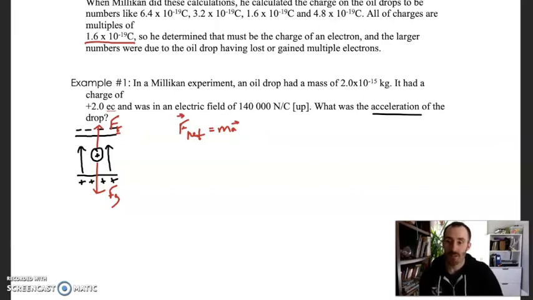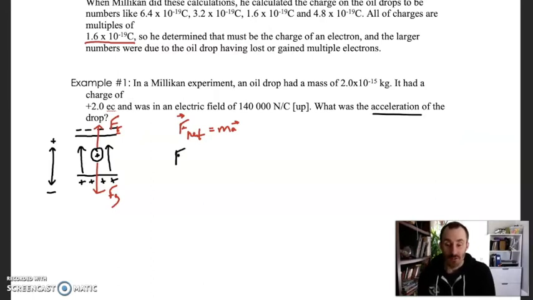So inside F net, the forces acting in the up and down direction on this charged oil drop were the electric force up and the force of gravity down. Now, we don't really know which way it's actually going to be traveling, so we just have to name either up or down the positive one. So let's just say that up is positive and down is negative. You could have chosen the other way if you wanted to, and it will still work out just fine.